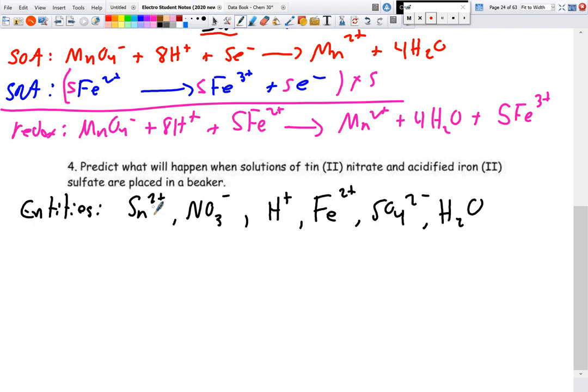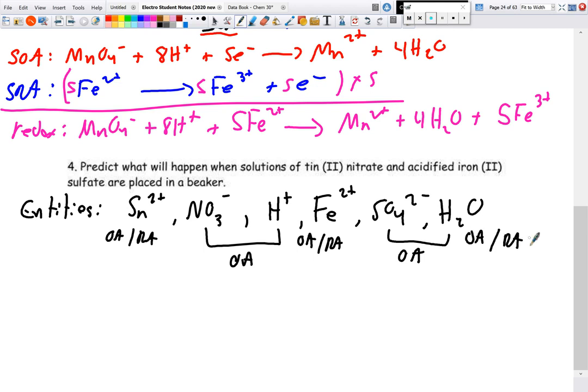Now, when you go through your data booklet and figure out if something is an oxidizing or reducing agent, we're going to get tin 2 plus is both an OA and an RA. Our nitrate and hydrogen ion together is an oxidizing agent. Iron 2 plus is an OA and an RA. Sulfate and water make an oxidizing agent, and water is an oxidizing agent and a reducing agent. So you'll notice that there's a lot of stuff going on in this reaction. Of course, hydrogen ion by itself is an oxidizing agent.